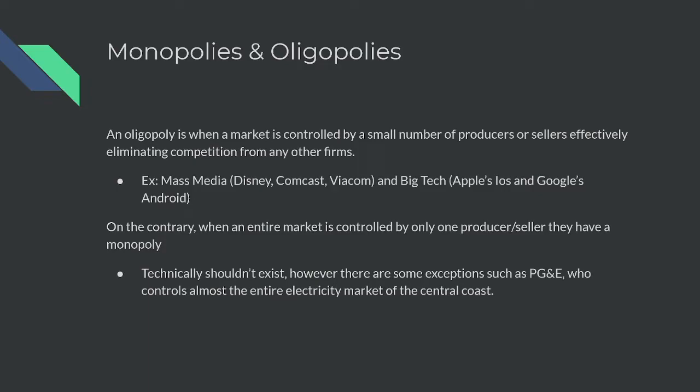On the contrary, when an entire market is controlled by only one producer or seller, they have a monopoly. Technically, monopolies shouldn't exist. However, there are some exceptions, such as PG&E, who controls almost the entire electricity market of the Central Coast.